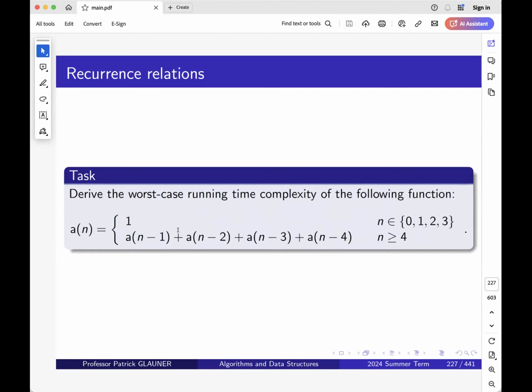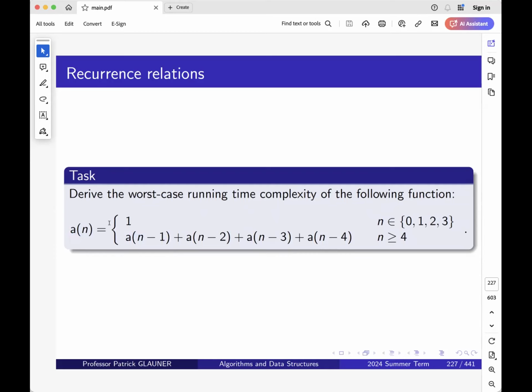And this recurrence relation is, or it's not a recurrence relation yet, it's a function actually that we're trying to compute. It is a of n, and a of n is 1, where n is the values 0, 1, 2, or 3. And when n is greater than or equal to 4, then it's a of n minus 1 plus a of n minus 2 plus a of n minus 3 plus a of n minus 4.